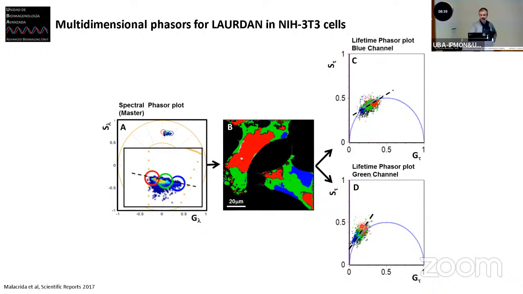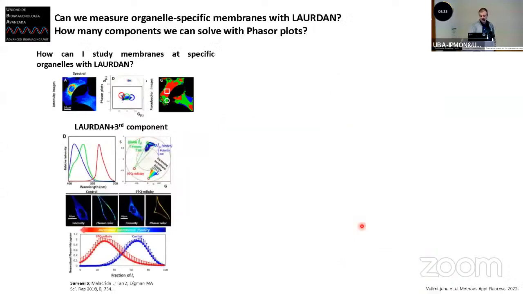If we measure this, we can access the polarity, the dipolar relaxation, at the same time. Through the connection with multiple dimensions, it's a very powerful technique to understand in depth the complex photophysics of dyes like Laurdan. But then we kept pushing the understanding of the environment and organization of the membrane, and we were already able to do three components. This was a paper with Michelle and Michelle's student, Sarah Sameni, where I helped use the phasor and the combination with a third component to give a molecular identity to an organelle.